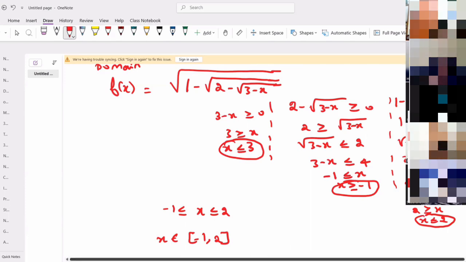If I put minus 1, 3 minus minus 1, 4. Square root of 4 is 2. 2 minus 2 is 0. So then 1 minus 0 is 1. Square root of 1 is 1. So you're getting a value like 0 as well.